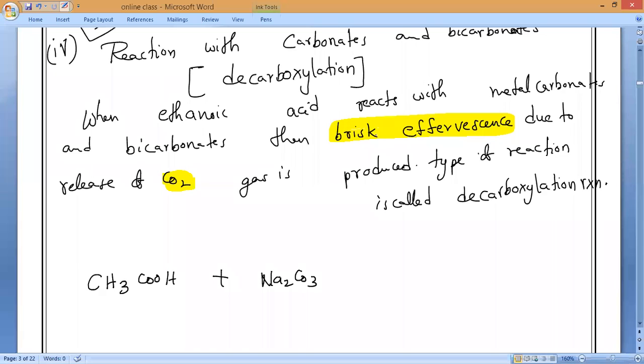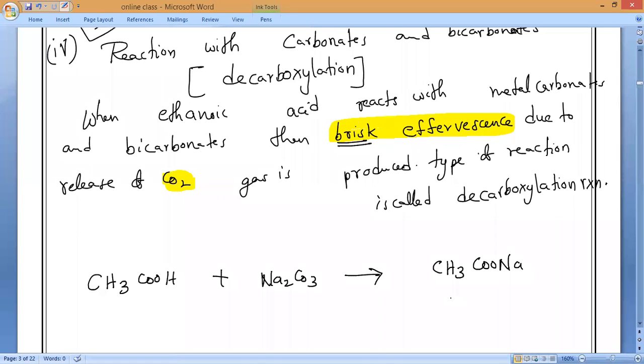If a given colorless liquid is reacting with the metal carbonate and you are observing brisk effervescence, then it is ethanoic acid, and the other one is ethanol. That is what you have to remember. So sodium carbonate, what products will come? Again, same thing will come. What is the salt?